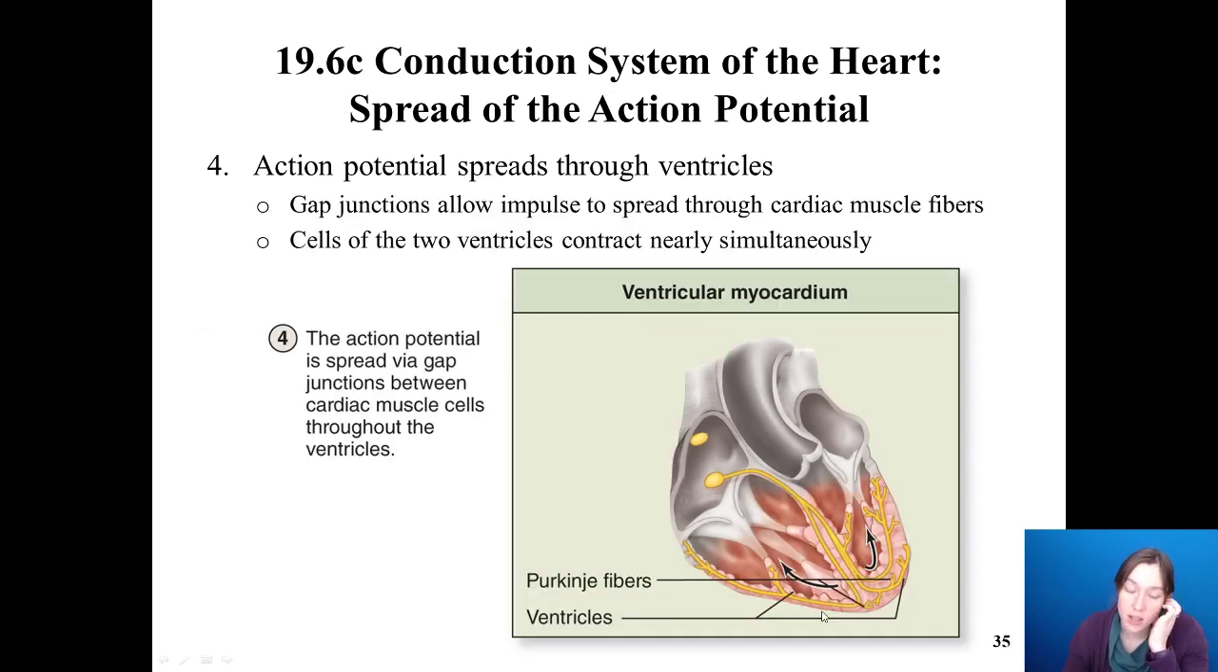And then finally, the action potential is going to spread through the ventricles. Once it gets to the cardiac cells of the ventricles, the gap junctions will allow the impulse to spread through all the cardiac muscle fibers, and the cells of the two ventricles contract nearly simultaneously.